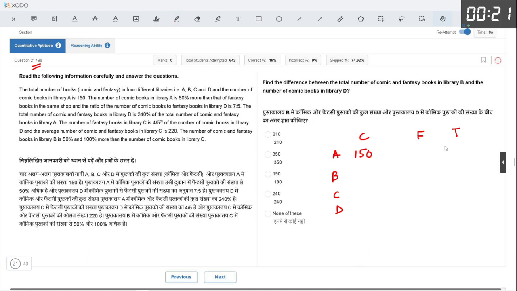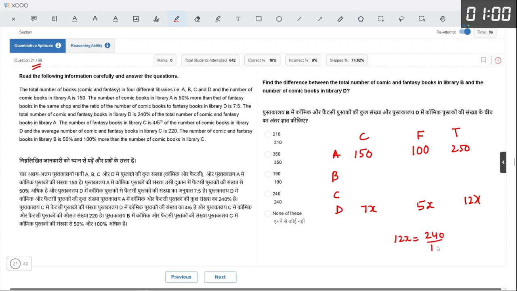The number of comics books is 50% more than fantasy books. That means if comics is 1.5 times of fantasy books, fantasy is 100. Total will become 250. And the ratio of comics books to fantasy books in library D is 7 is to 5. This is 7x, this is 5x. So total will become 12x.